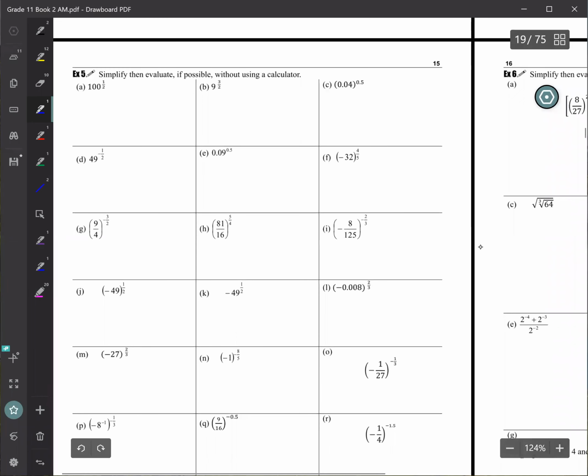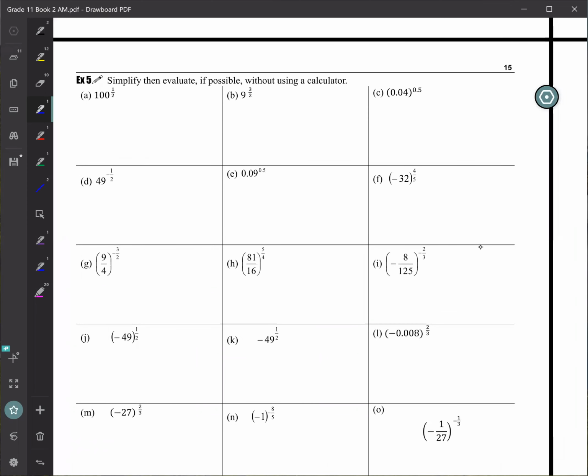Okay, so the question on page 15 has a different instruction. Remember to read that when you do the homework. Here it says simplify, which is the same as before, but it adds a new word: evaluate. When you see the word evaluate, that means your answer at the end has no exponent.